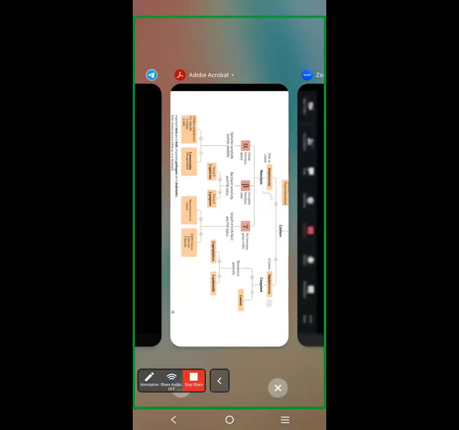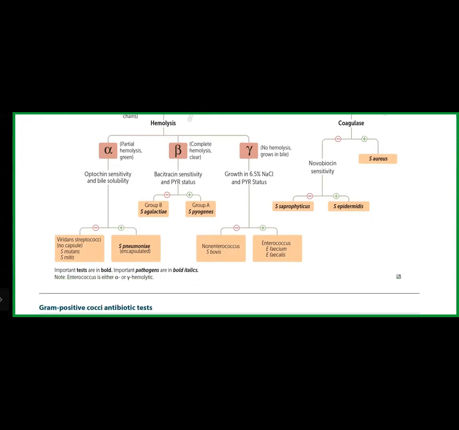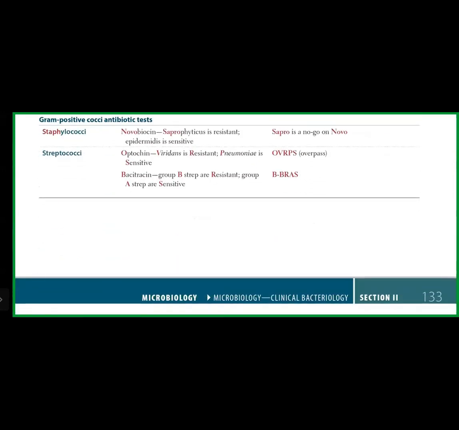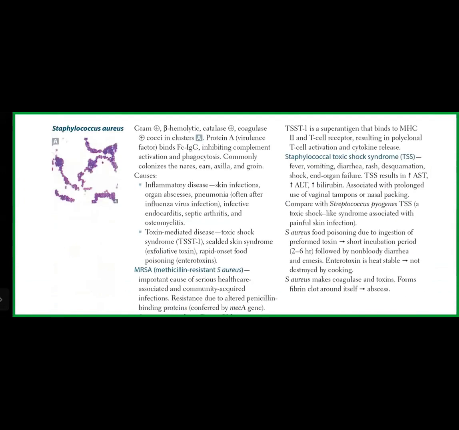Okay. So yes, under your catalase negative organisms, we divide them on the basis of whether they have complete hemolysis, partial hemolysis, or no hemolysis. Again, on the basis of optochin or bacitracin sensitivity, they will ask you about organisms. Now we will go directly to the concepts, one by one, all the staphylococcal and streptococcal organisms, and what we have to know with respect to them.